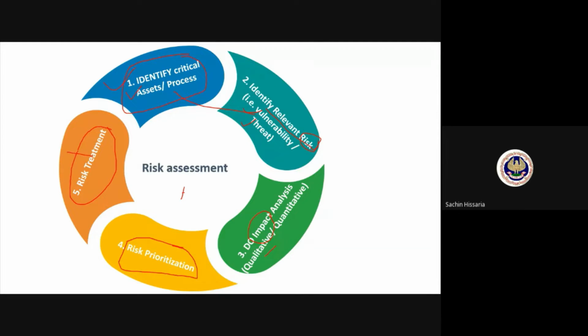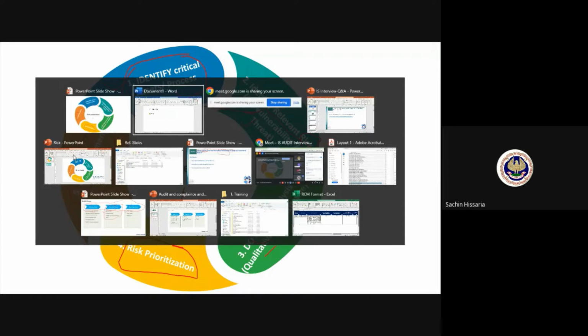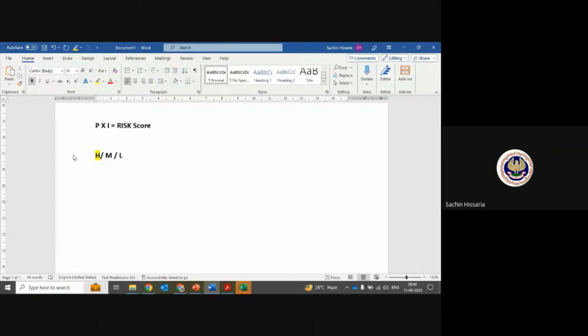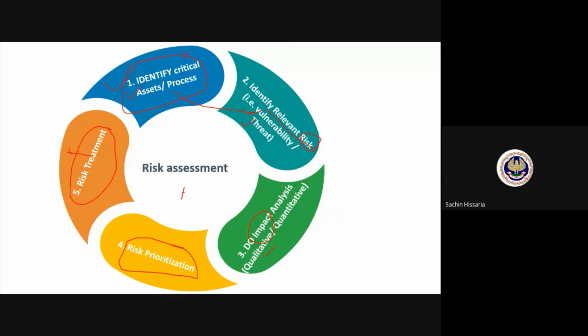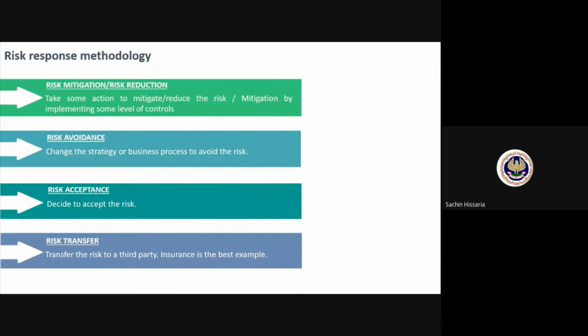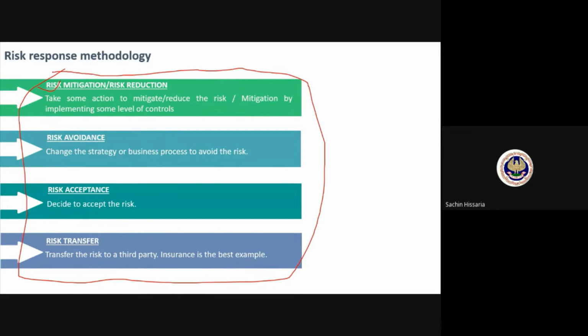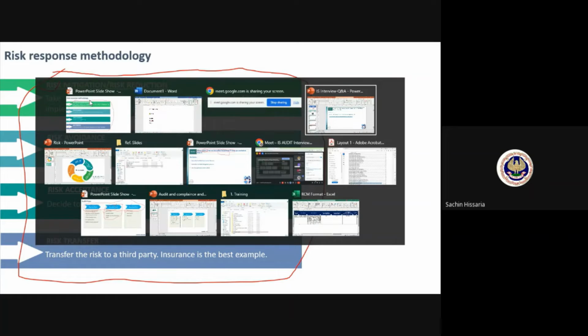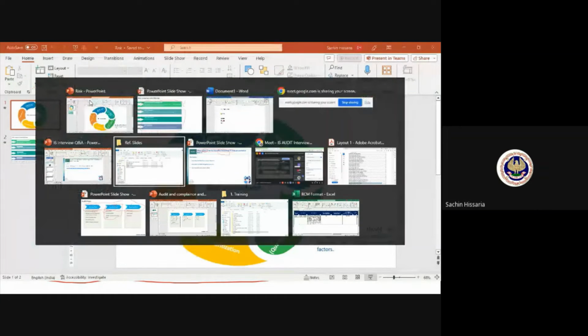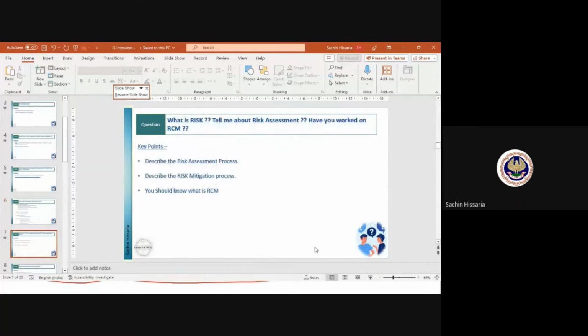If somebody asks you what are risk treatment or risk response methodologies: as part of risk treatment, the organization may accept the risk, transfer the risk to a third party, avoid the risk, or mitigate the risk. These are the four methodologies that an organization can adopt to respond to the risk. So guys, we should know all these things to answer this one question, like what is risk assessment.